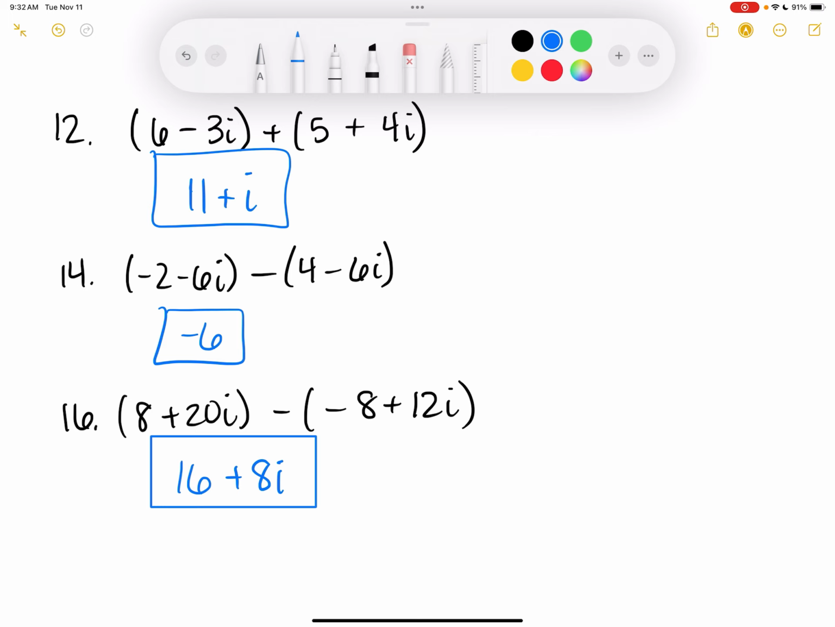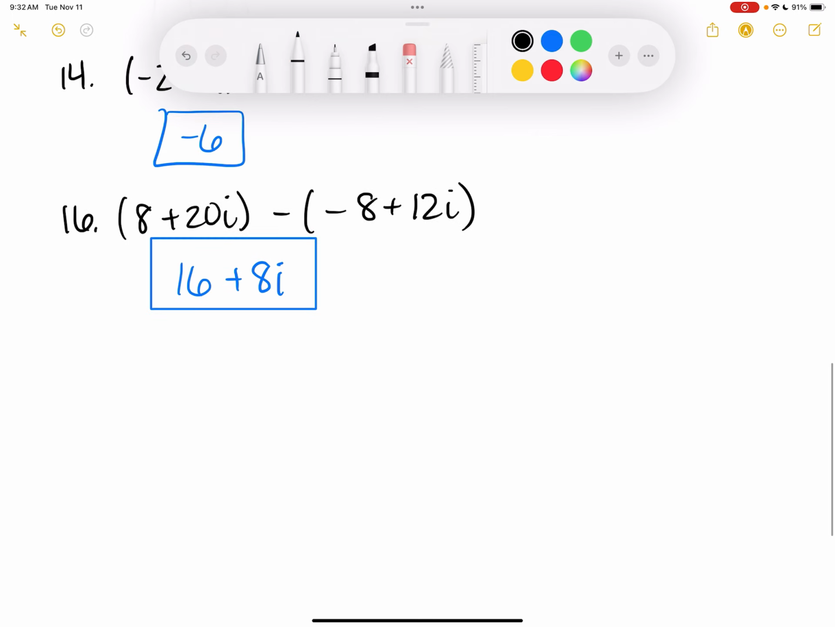Number 22. 6i times 3 plus 2i. So in this case, we're just distributing just like normal. If it was just a 6 out there, I would just distribute this. So I would have 18i plus 12i squared.